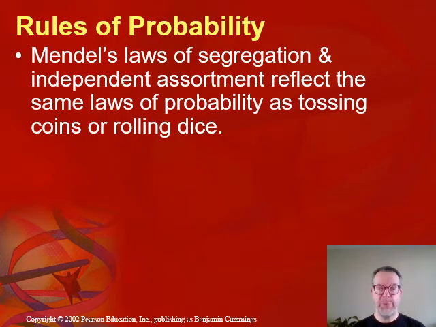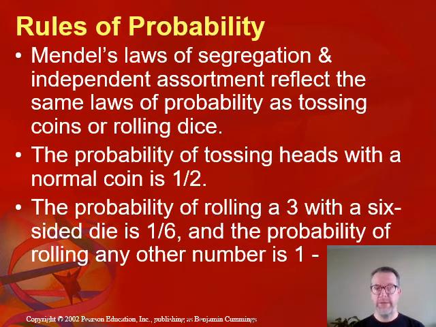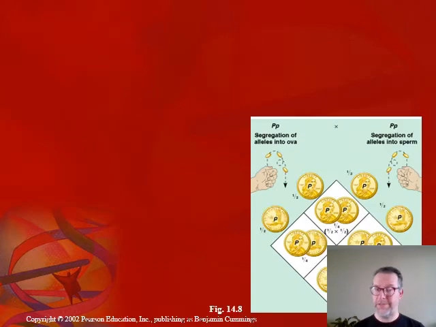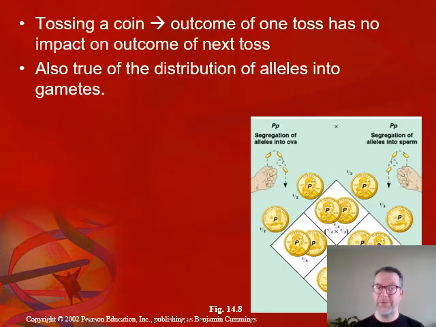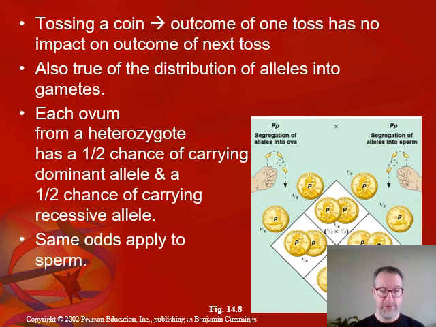Now for the rules of probability, this is how we figure things out. Basically, flipping a coin, get heads, 1 out of 2 chances, 50%. Rolling a dice, 1 out of 6. Why is that important? Because we're going to try and figure out what the outcomes are. You can read these on your own.